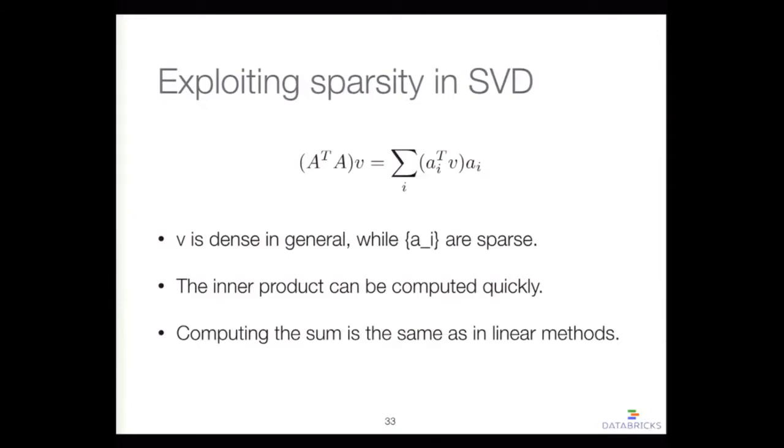So take a look at this operation. Think about A as a tall matrix with many rows and maybe a smaller number of columns. And then we can express A transpose A, and we don't have to compute it explicitly. Basically, it's a sum of the inner product times each row of A. Remember, the inner product here only takes time proportional to the number of non-zeros. And then multiplying by the row is just a scaling. It's the same as a linear method. And then we can compute it really quickly and very efficiently.